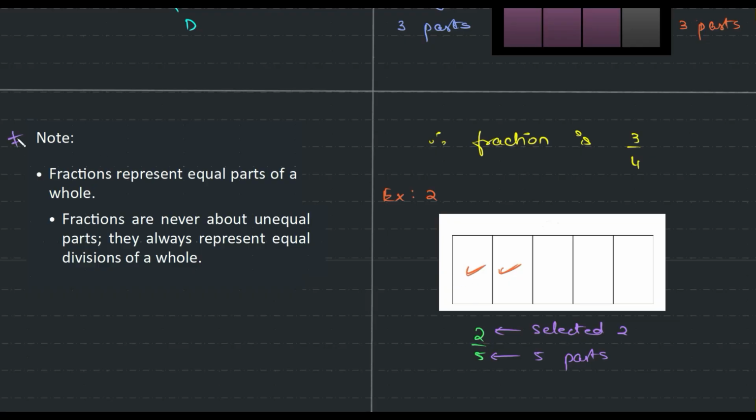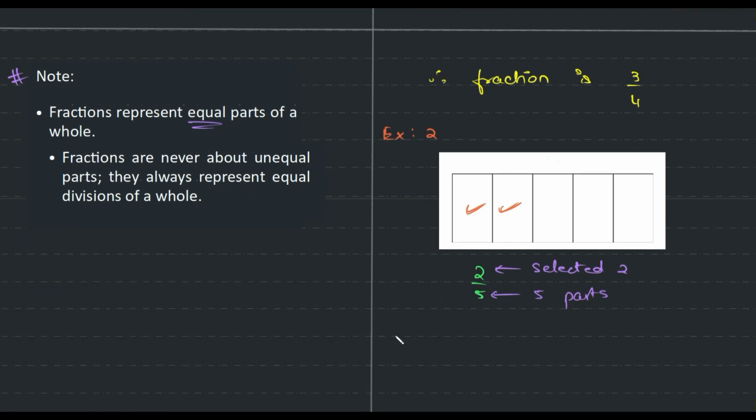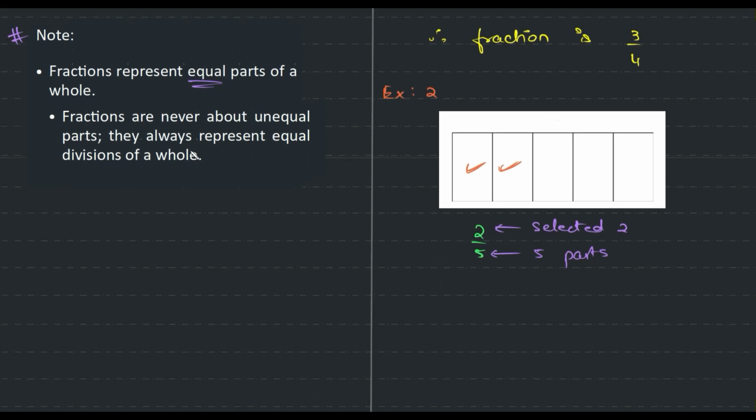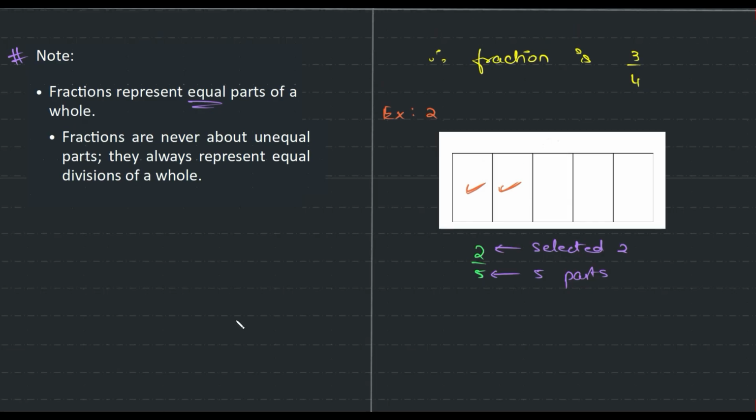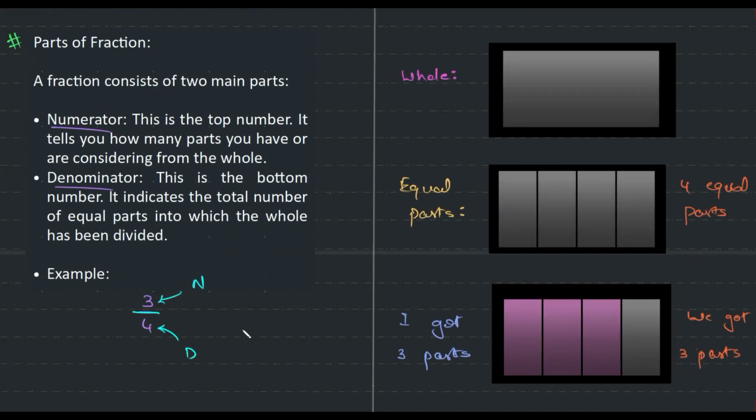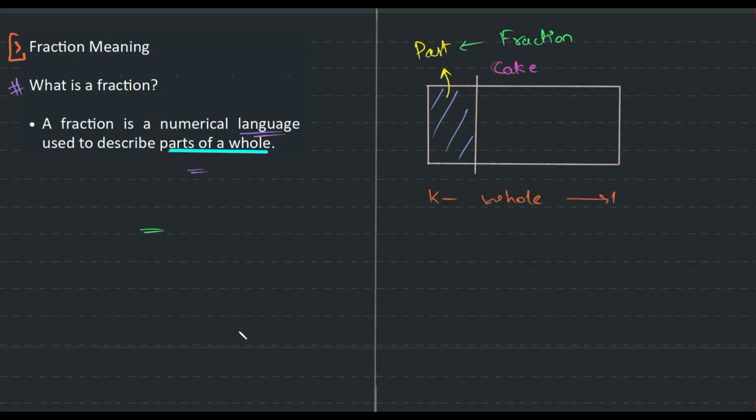And one key note here is that a fraction represents equal parts. When I say 2 by 5, there are 5 equal parts, out of which 2 have been chosen. They're not unequal, they are always equal. Fractions are never about unequal parts, they always represent equal division of a whole. Remember that, so you can get it as MCQs. Yes, a fraction is a language. It represents part of a whole.